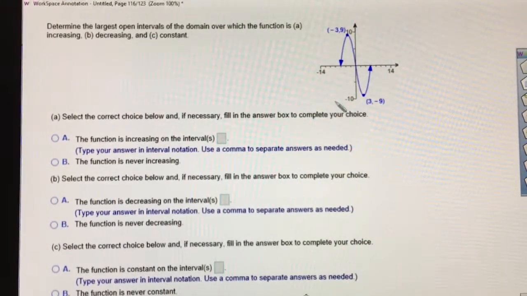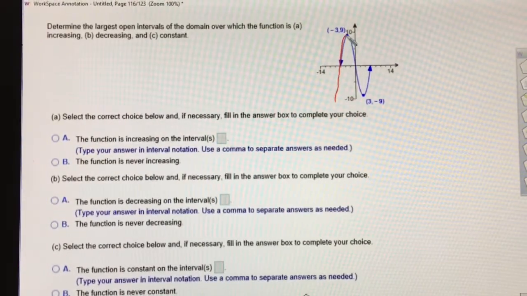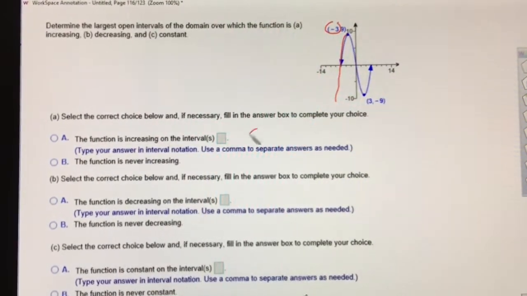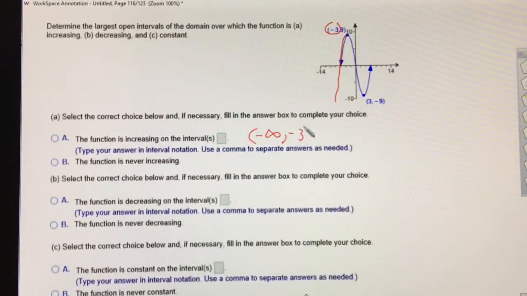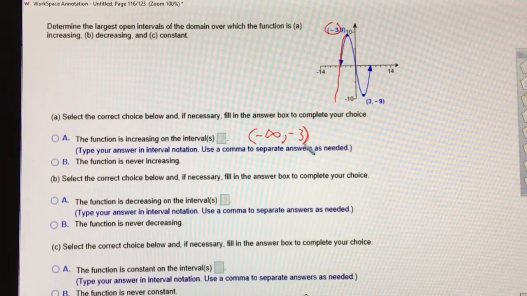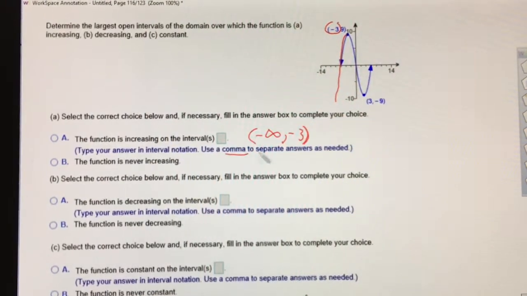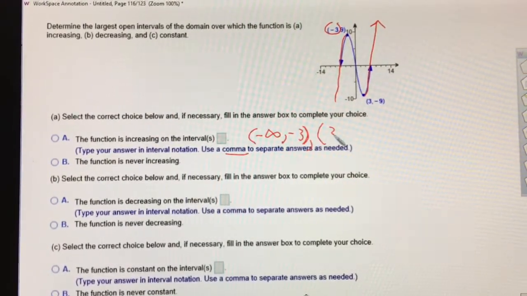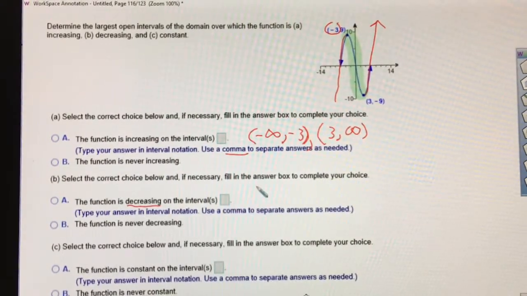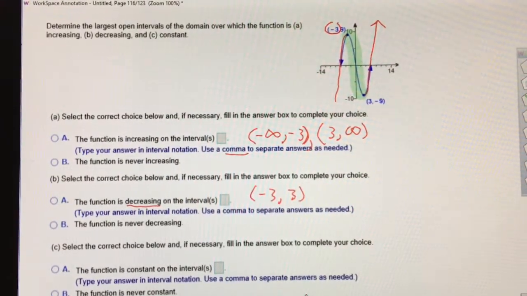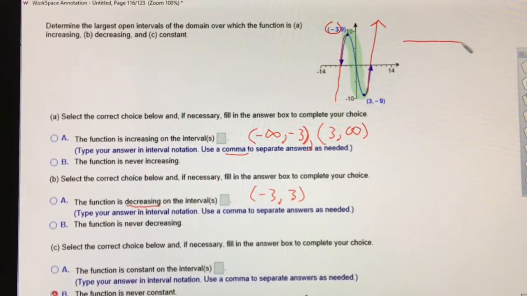Function's increasing. Notice, it's increasing from -infinity all the way up to -3. So the function is increasing from -infinity to -3. Now with increasing, decreasing, I put a parenthesis on it, not a bracket. Use a comma. It's also increasing on this interval from 3 to infinity. It's decreasing only on this little spot from -3 to 3. It's going downhill that way. So from -3 to 3. It is never constant. A constant function would just be a horizontal line going across.